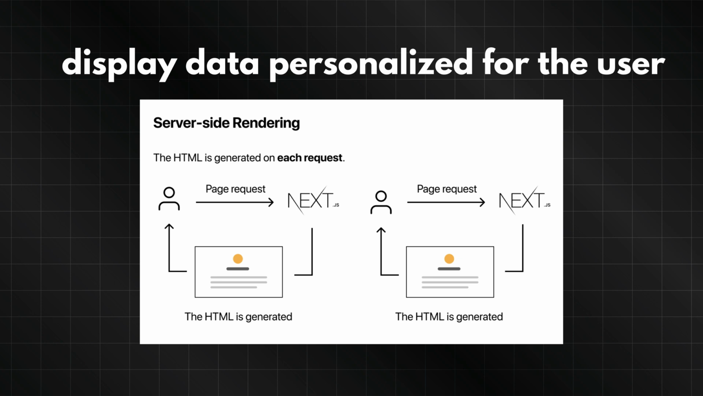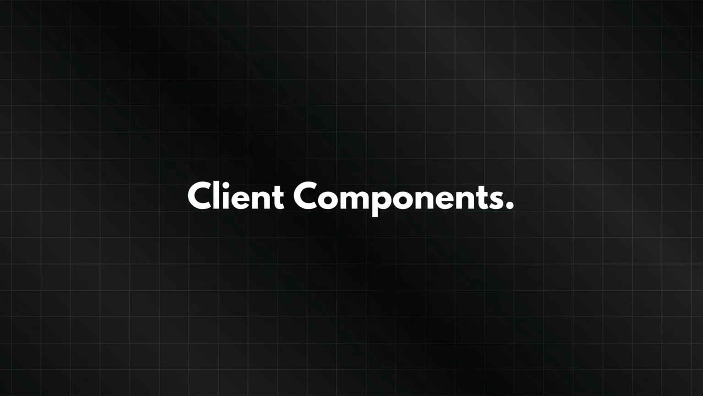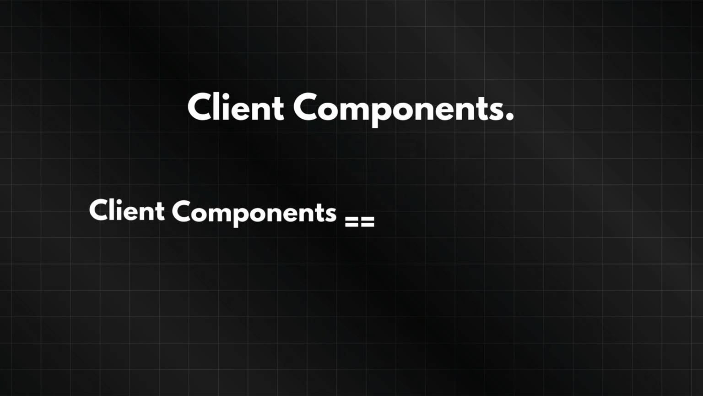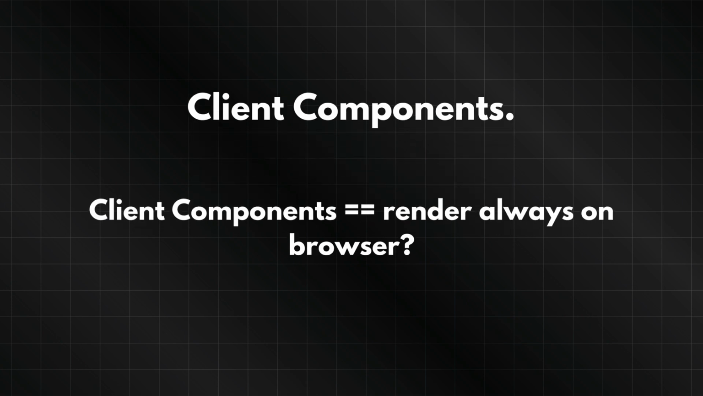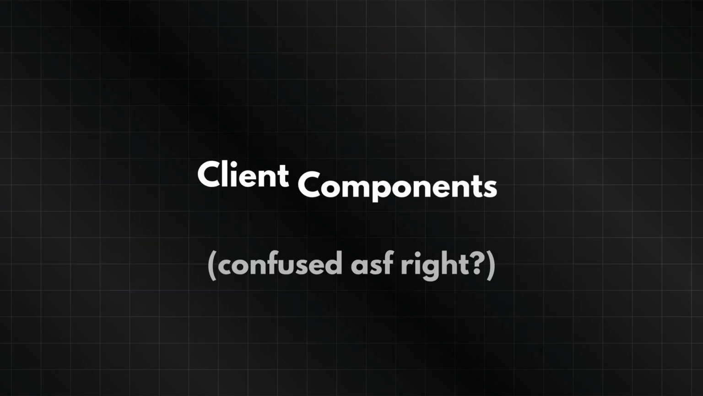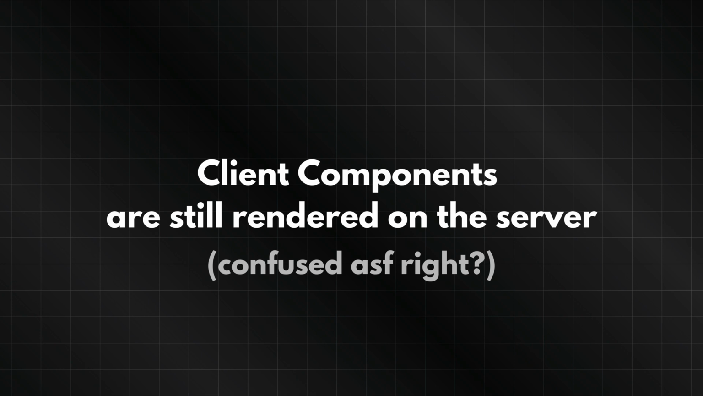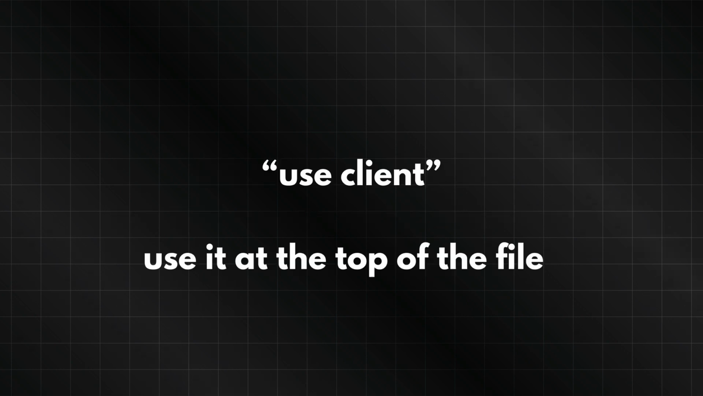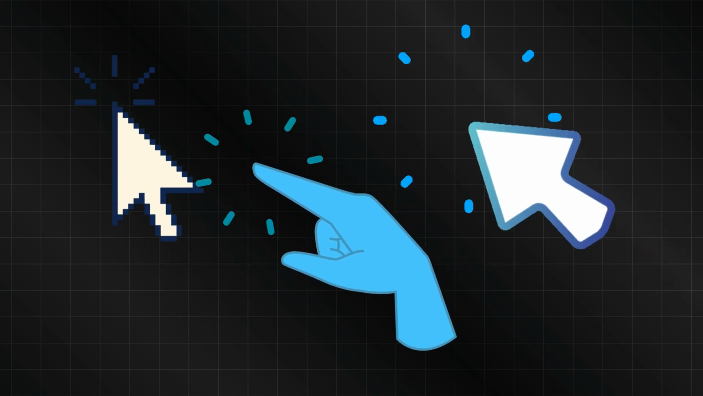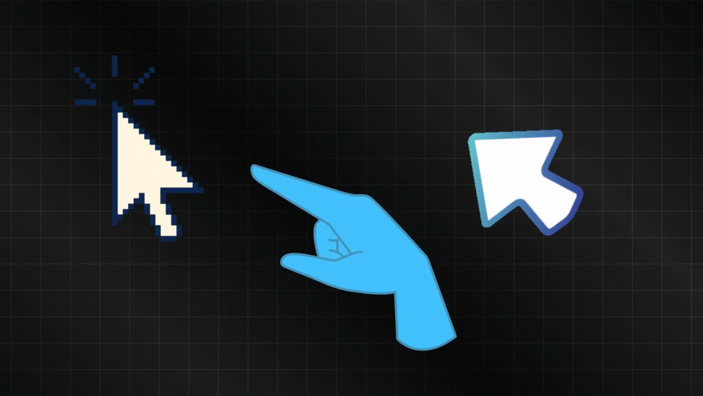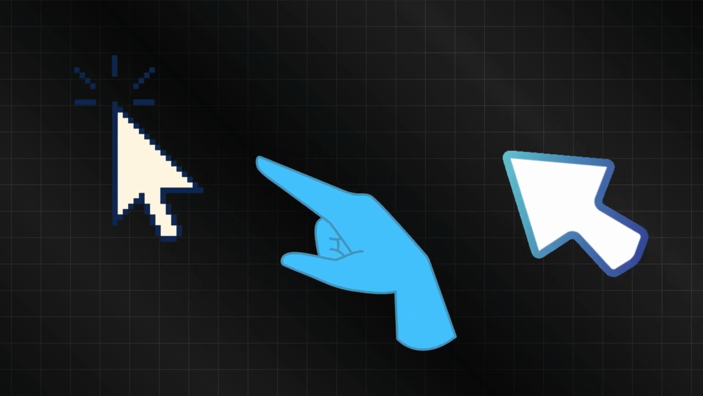Next, let's talk about client components. Here's the thing. If you thought that adding "use client" meant the content would be generated entirely on the client side, like a single page application, that's a common misconception. In Next.js, client components are still rendered on the server. By default, everything in Next.js is a server component. To turn something into a client component, you need to use the "use client" directive at the top of the file. If you need interactive features like onClick, hover effects, or any other user-driven events, you will need to use client components for that.